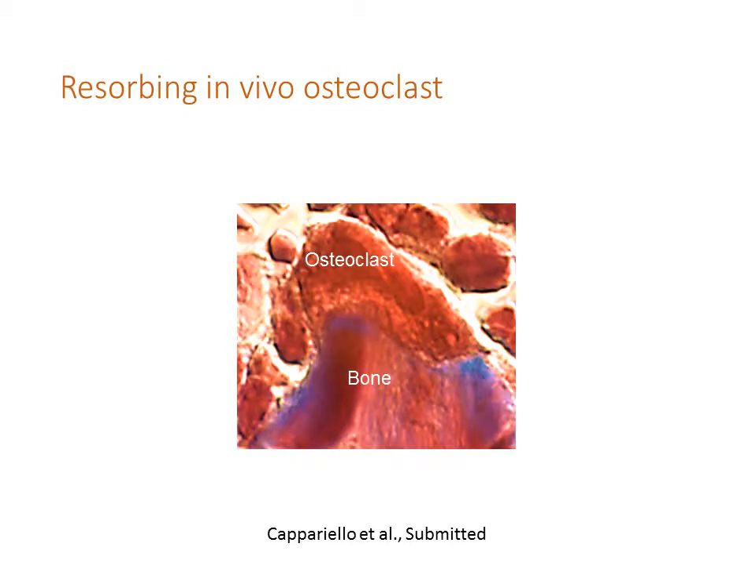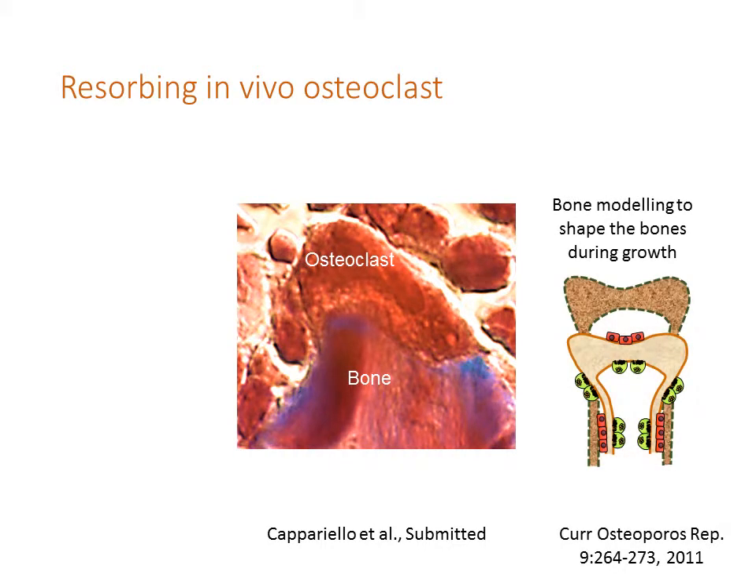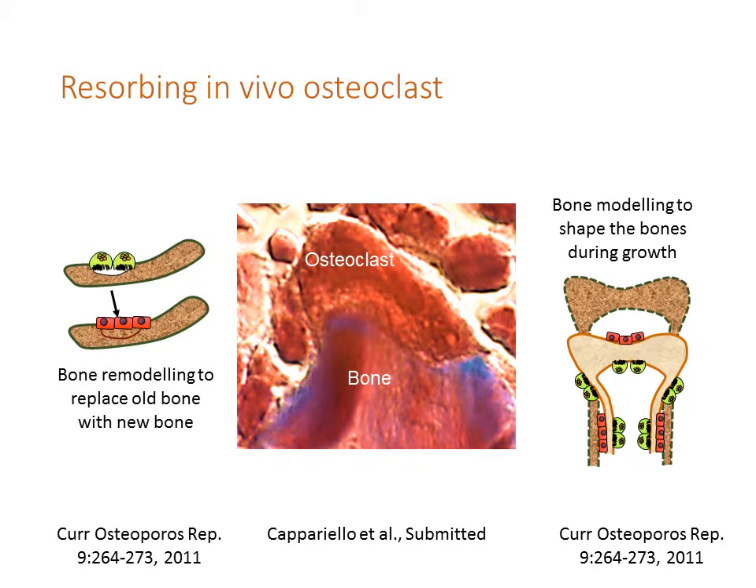Osteoclasts are fascinating cells. They sit on the bone and resorb the bone matrix for two reasons: to perform bone modeling, to shape the bones during growth, and to perform bone remodeling, to replace old bone with new bone and keep our skeleton healthy.